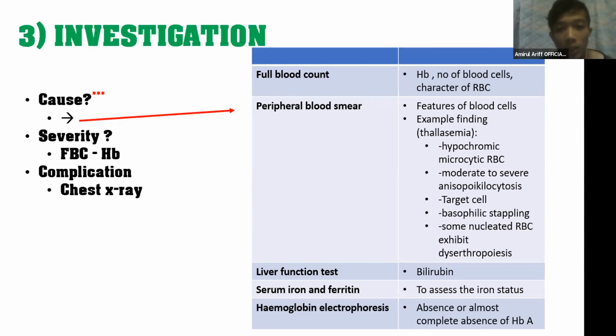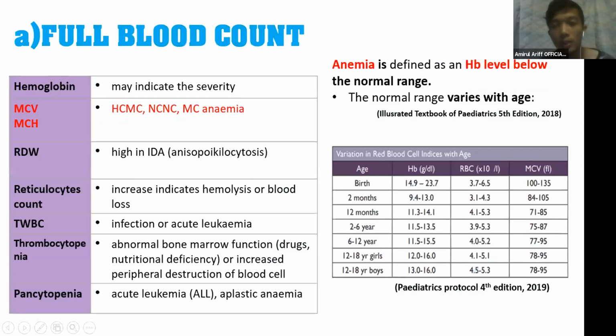So a lot of investigation can be done to confirm the causes of anemia, like this. Actually, this is an example, so there are a lot more investigations. For full blood count or FBC, this is actually one of the most important investigations in anemia. This FBC actually gives us a lot of clues regarding the underlying cause of anemia in the child.